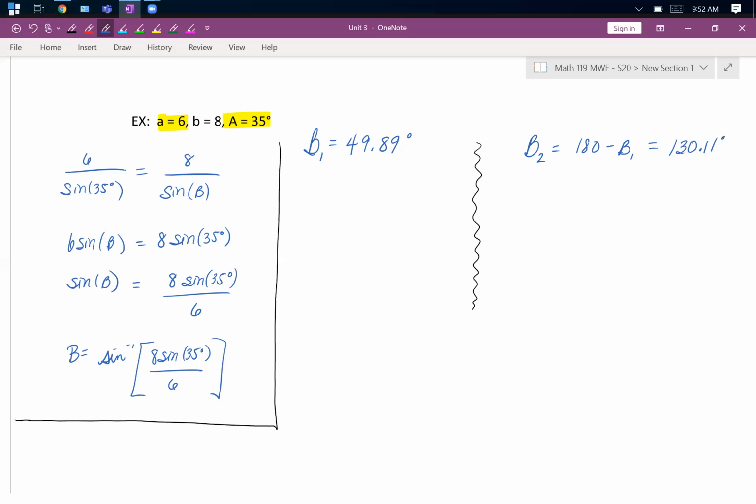In our next step, we'll figure out whether or not that second triangle is actually viable, and we're going to use finding angle C to make that determination. We know that the three angles in the triangle have to add up to be 180 degrees. We know that A is 35 for both of the triangles, so to get C1, we're just going to take 180 minus A minus B1. So what do we get there?